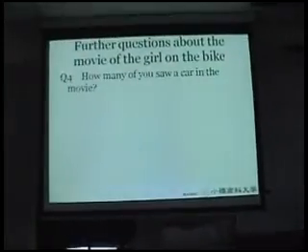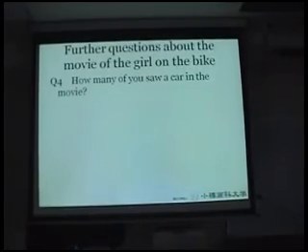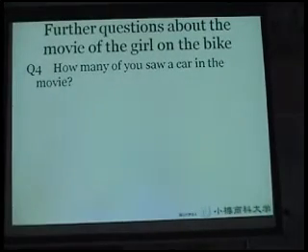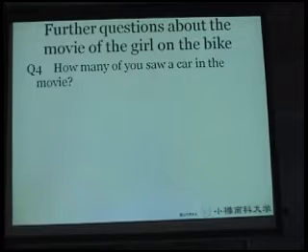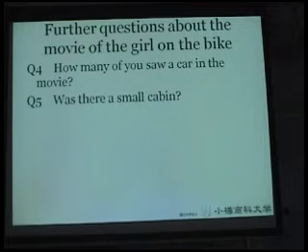Let me ask you some more questions about the girl on the bike. Question 4: how many of you saw a car in the movie? Let me ask you this question directly. How many of you saw a car in the movie? 1, 2, 3. Right? Okay. Was there a small cabin?